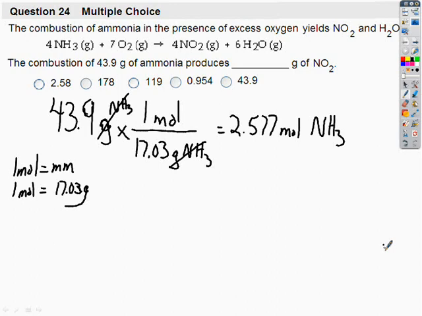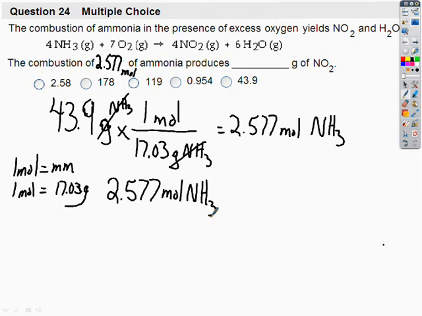So what we are going to have here is, instead of grams, we're going to replace that with moles, and we'll end up with 2.577 moles of ammonia. Good. Okay, now we're starting with moles. We're going to find the relationship between ammonia and, what is it asking for? NO2. Good. 2.577 moles of NH3 is going to produce how much NO2?